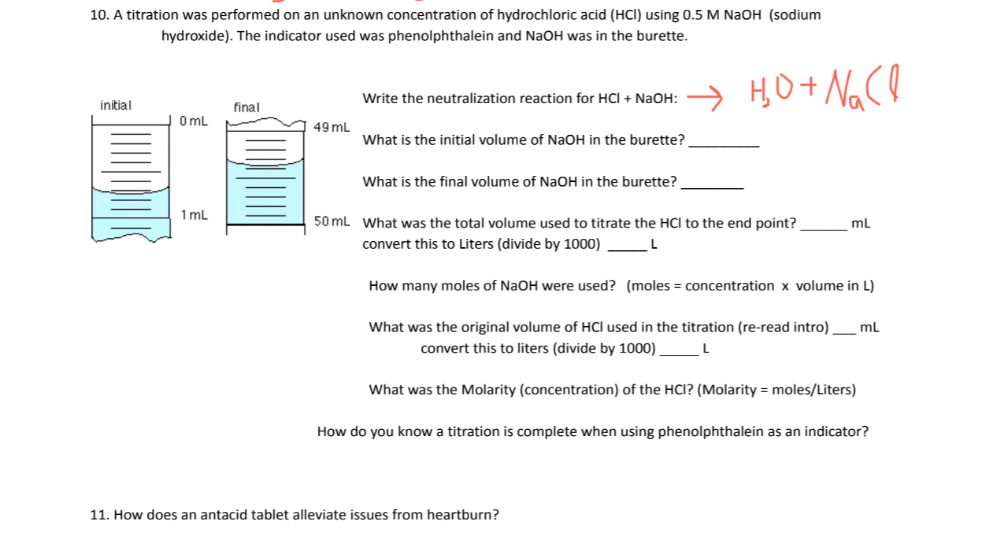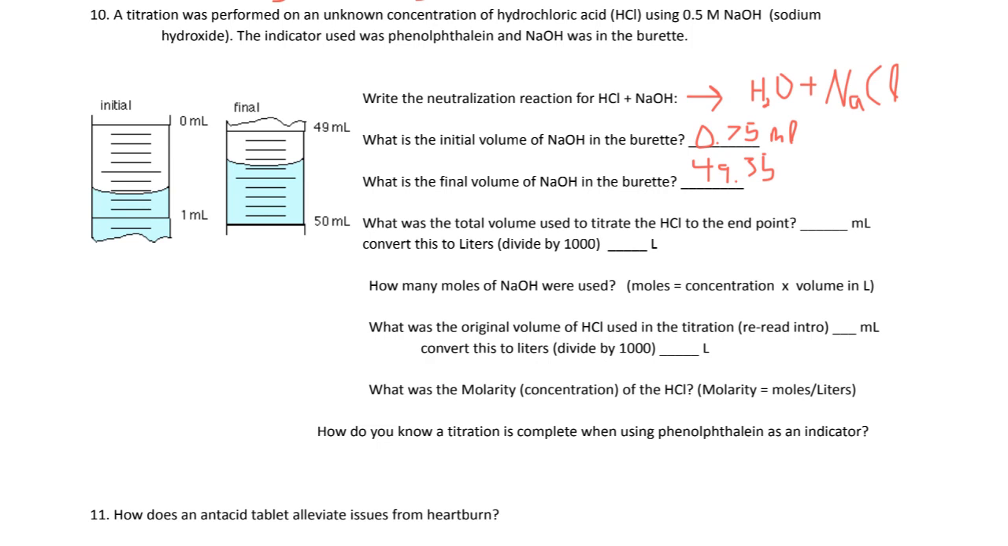All right. Initial volume. So we need to be able to read this meniscus. Let's see, 0 is up here, 1 is down here, and then I'll just count them: 0.1, 0.2, 0.3, 0.4, 0.5, 0.6, 0.7, and then a half. So I can go to the second decimal point, 0.75 milliliters. All right, final volume looks like 49.35.